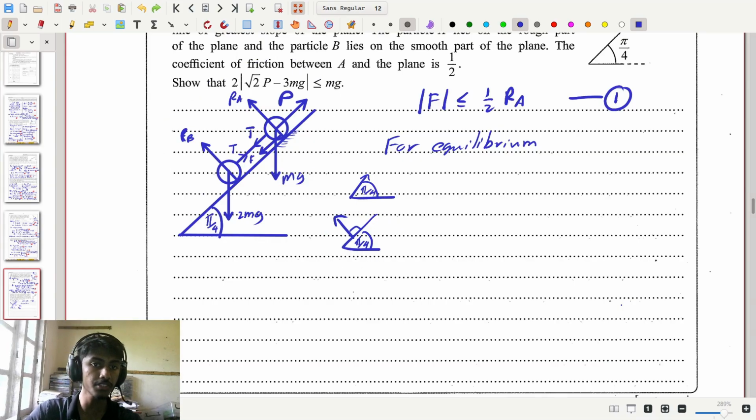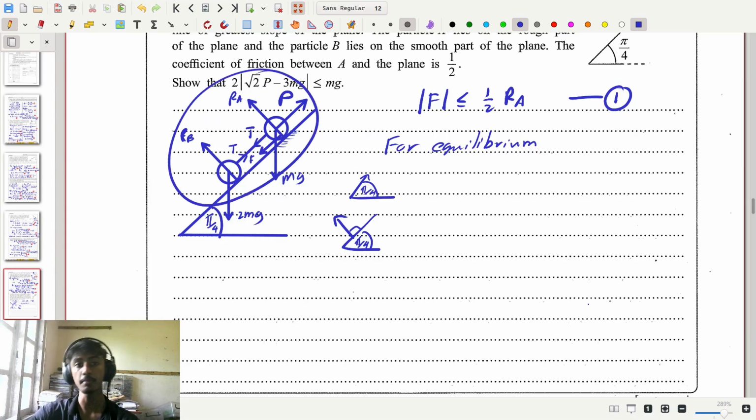Now, considering the objects, we can see we have two objects, object A and object B, and in addition to that, we could also consider the equilibrium of the system of objects A and B considered together. So therefore, we could either consider only for A, only for B, or both A and B.